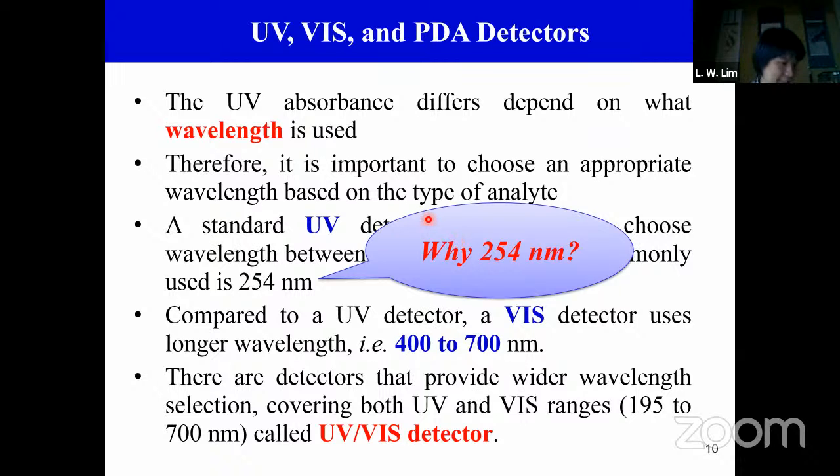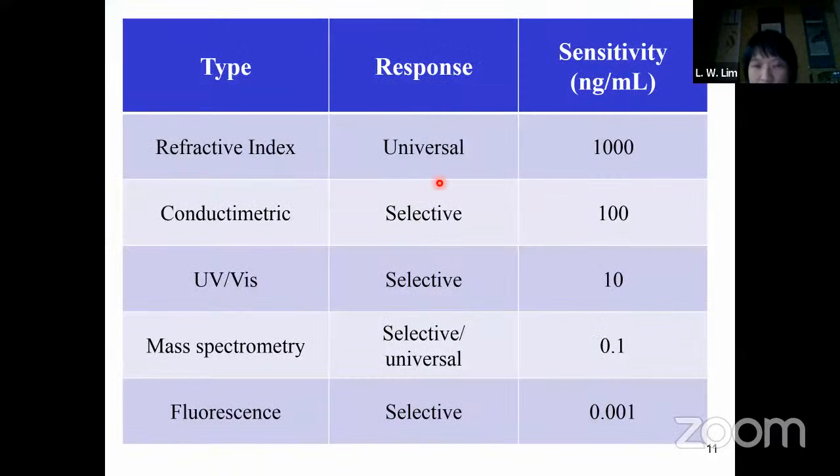So anyway, it's so fast. One hour has passed. Anyway, there are still many different detectors that you can study from the textbook. Today I introduced UV because 90% of HPLC systems have a UV. That's why I thought it is important to know more details of UV, which you cannot get from the textbook. Anyway, there are many detectors, but I would like to compare the sensitivity of some detectors, like in this slide.